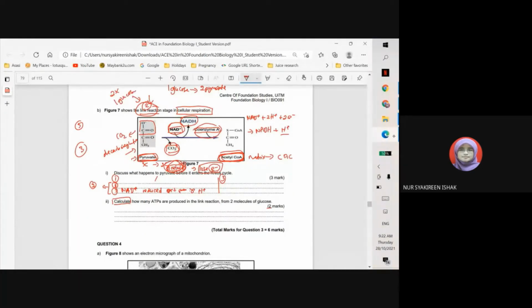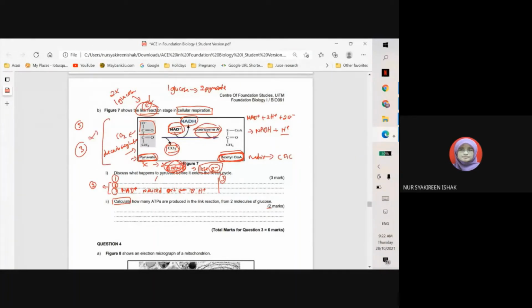So maksudnya kalau untuk 1 glucose, you have to times this reaction by 2 every time. But this question asks for 2 glucose molecules. So maksudnya semua awak kena darab dengan 4 lah. Faham tak? Awak kena kalikan dengan 4.